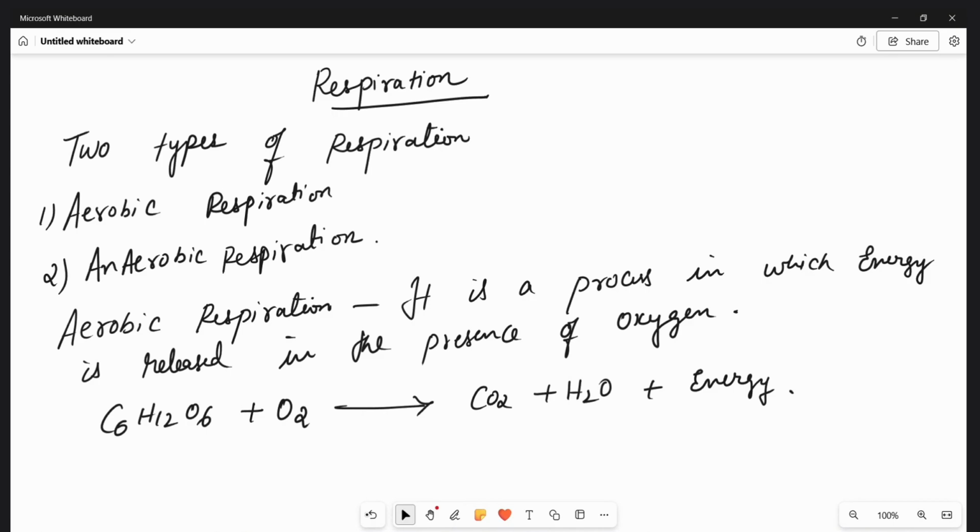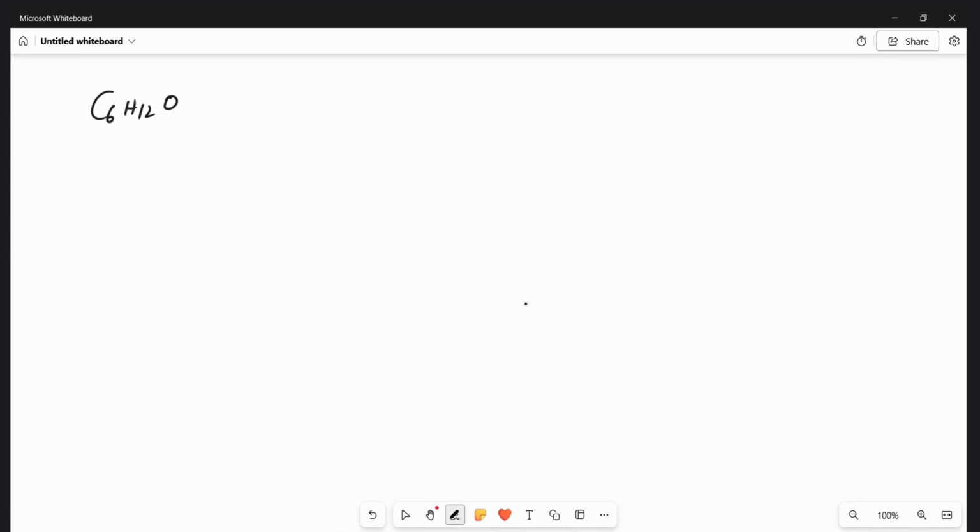Here, first the glucose, which is a carbon 6 molecule, is converted into a carbon 3 molecule in the cytoplasm. That carbon 3 molecule we call pyruvate. Then the pyruvate combines with oxygen, and we get carbon dioxide plus water plus ATP. In cytoplasm, glucose is converted into pyruvate, that is a carbon 3 molecule.